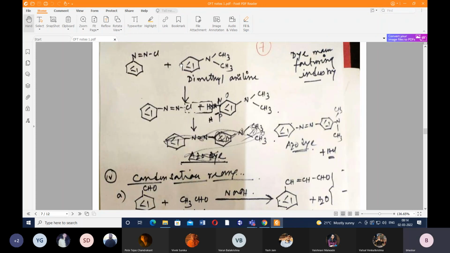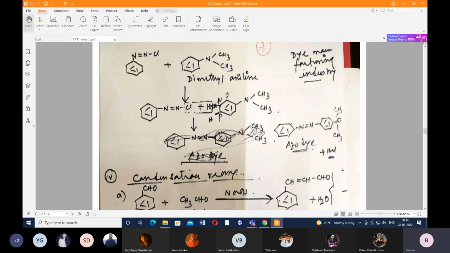It's very simple. What will happen is that here we have one hydrogen atom, right? This hydrogen atom will interact with the chlorine atom of benzene diazonium chloride, producing this kind of structure. This is called the azo dye. And what would be the byproduct of this reaction? The byproduct of this reaction would be HCl. Now the question comes, where can we utilize this kind of azo dye? Can anybody tell me the end application of azo dye?